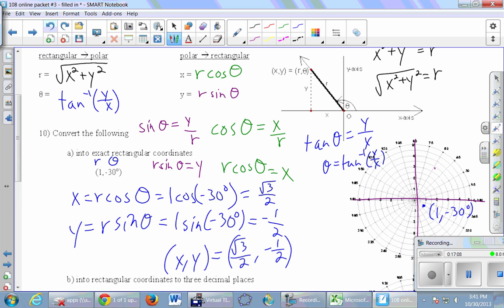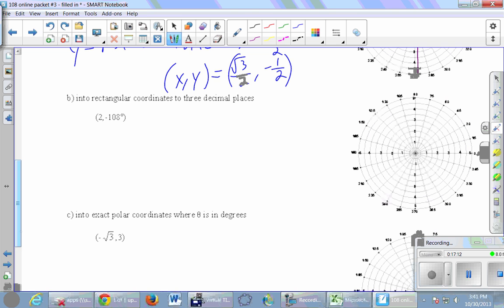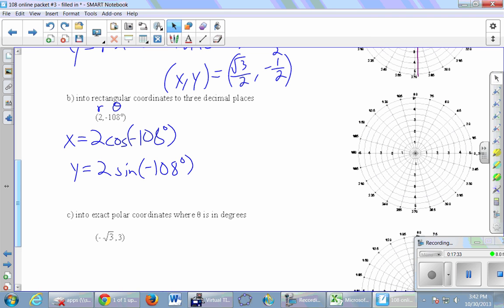Okay, let's move on to B. Here we're going to go into rectangular coordinates to 3 decimal places. So again, we have the r and the theta given to us. And we'll use the same formulas as before. So we go 2 cosine of negative 108, and then 2 sine of negative 108. And we'll just use the calculator to get some decimals here.